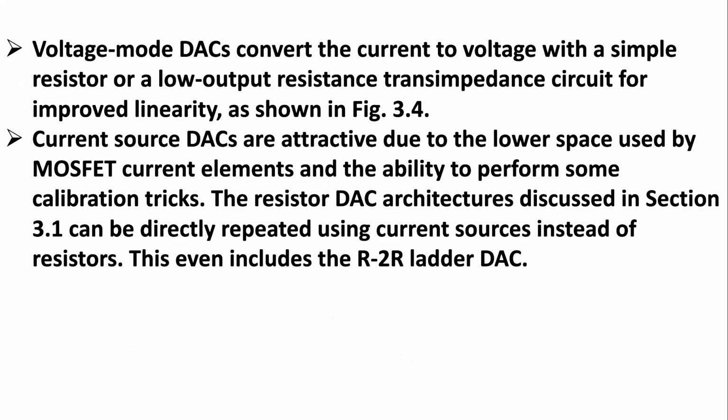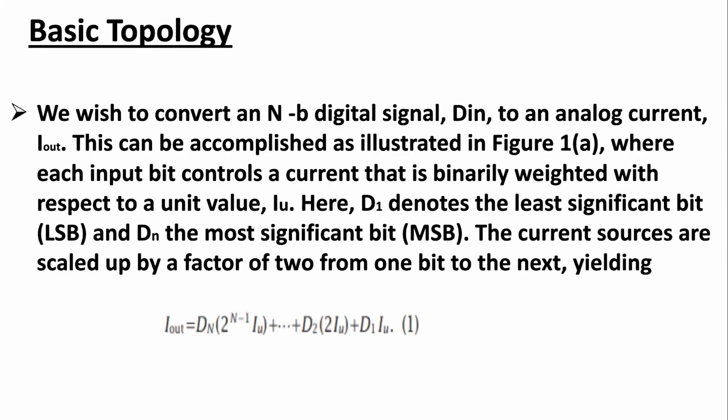Current source digital to analog converters are attractive due to the lower space used by the MOSFET current elements and the ability to perform some calibration tricks. The resistor digital to analog converter architecture discussed in section 3.1 can be directly repeated using current sources instead of resistors. This even includes the R2R ladder digital to analog converters.